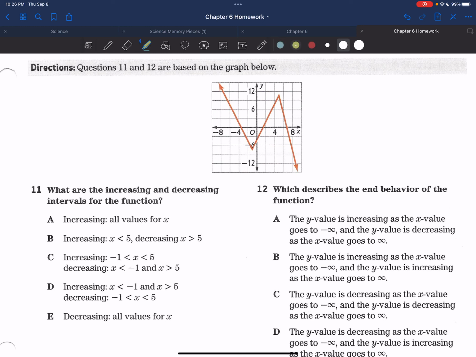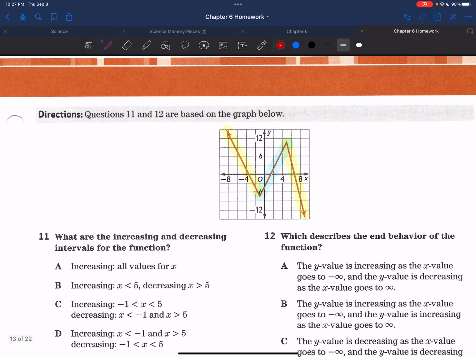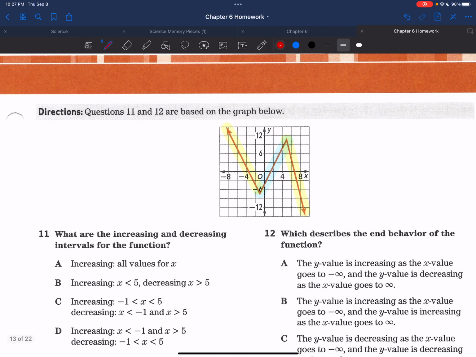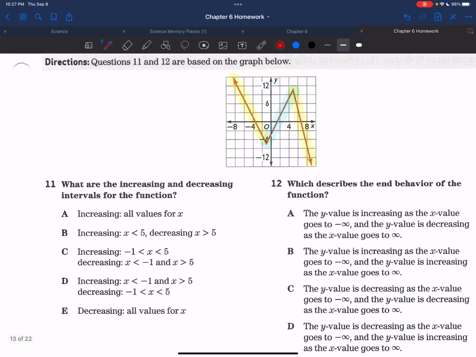Well, this is decreasing, this is decreasing, but this is increasing. So we need to figure out the intervals that correspond to those values. So let's see, let me read my answer choices.